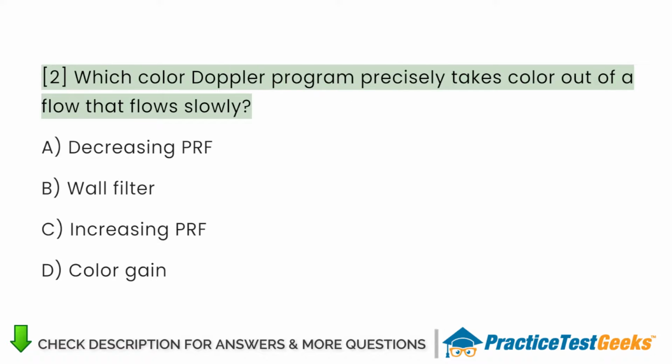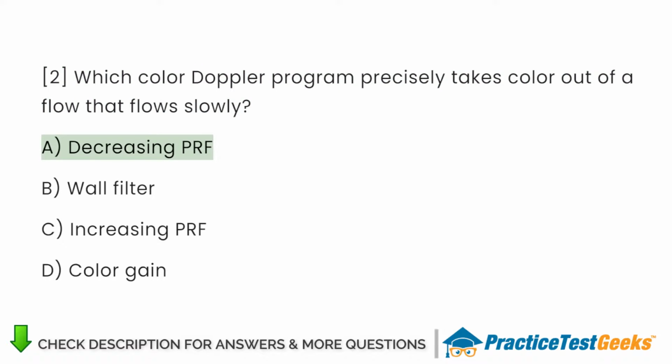Which color Doppler program precisely takes color out of a flow that flows slowly? A. Decreasing PRF. B. Wall filter. C. Increasing PRF. D. Color gain.